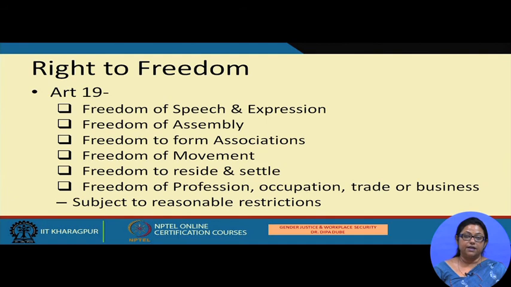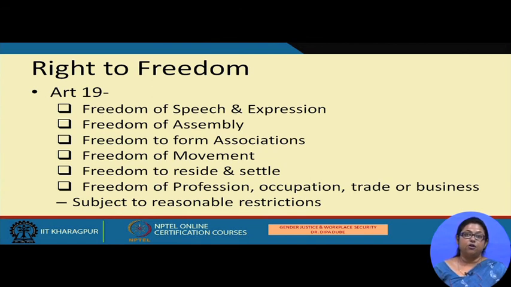So, every person living in India cannot be denied the freedom of speech, to speak or to express oneself in whatever manner one wants, to assemble peaceably and without arms, to form associations, with regard to mobility of a person as to where a person wants to go, wants to reside and settle, as well as the profession or occupation that a person wants to take up. However, these freedoms are not unrestricted, they are subject to reasonable restrictions. Such restrictions as are laid down in Article 19(2) of the Indian Constitution.